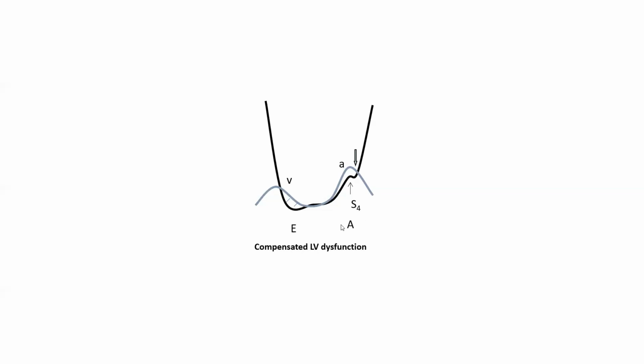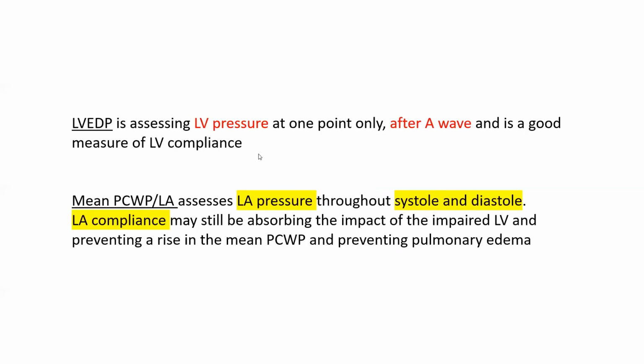But the main discrepancy is not between end diastolic wedge and end diastolic LV. It's between mean wedge, which is what we use to assess for pulmonary edema and to assess the volume status of the patient, and LVEDP. And this slide summarizes what I just described.